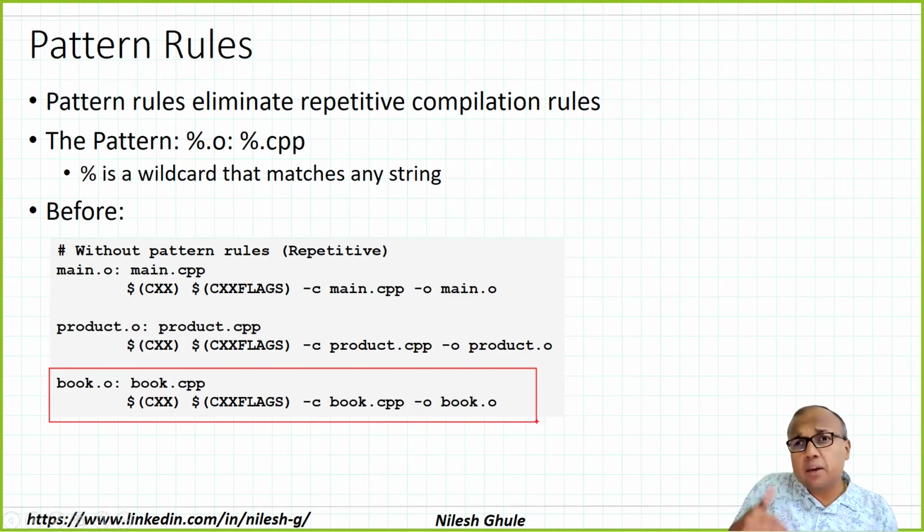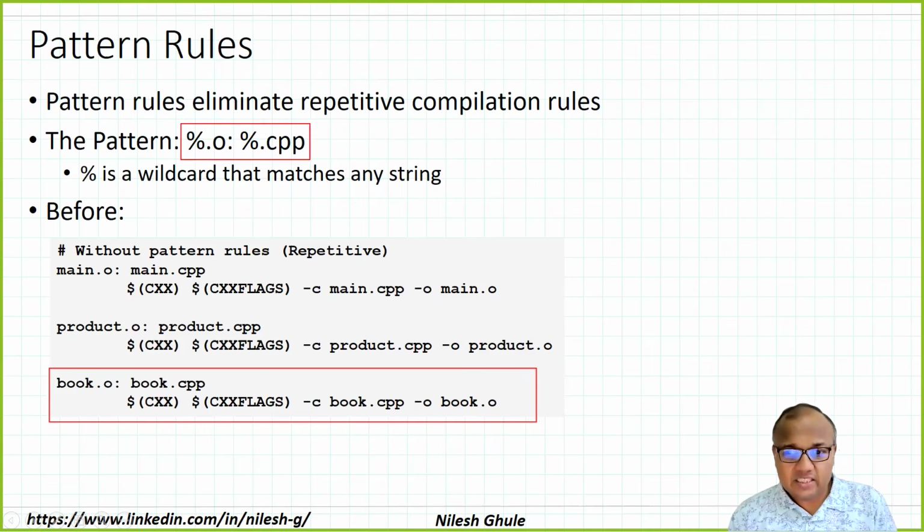But what if you keep adding such new classes? Every time you keep adding these rules, don't you think it will be overwhelming? And that is the reason we have a new concept called a pattern rule. Instead of writing a rule for a specific file, we can write the rule for the pattern, where we are saying that any .o file is dependent on the corresponding .cpp file, where percent is a wildcard. Can we write our Makefile like that?